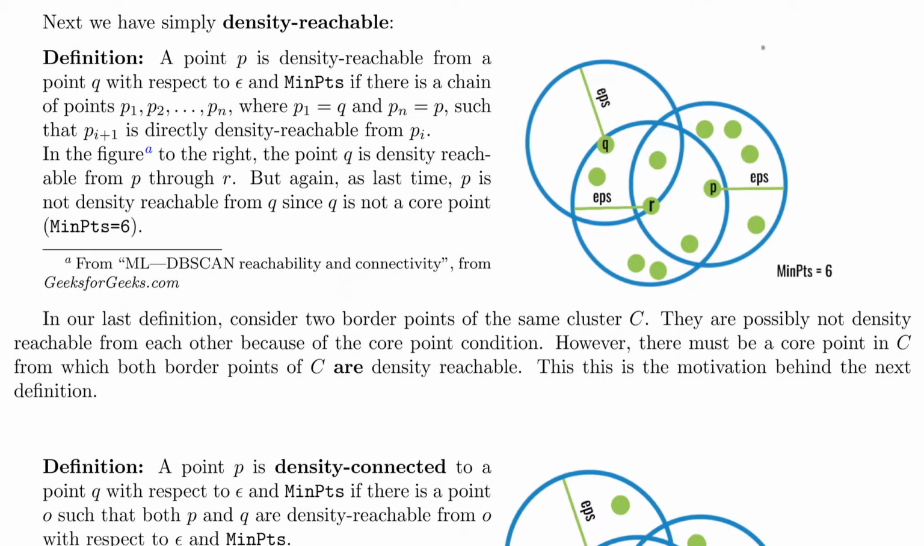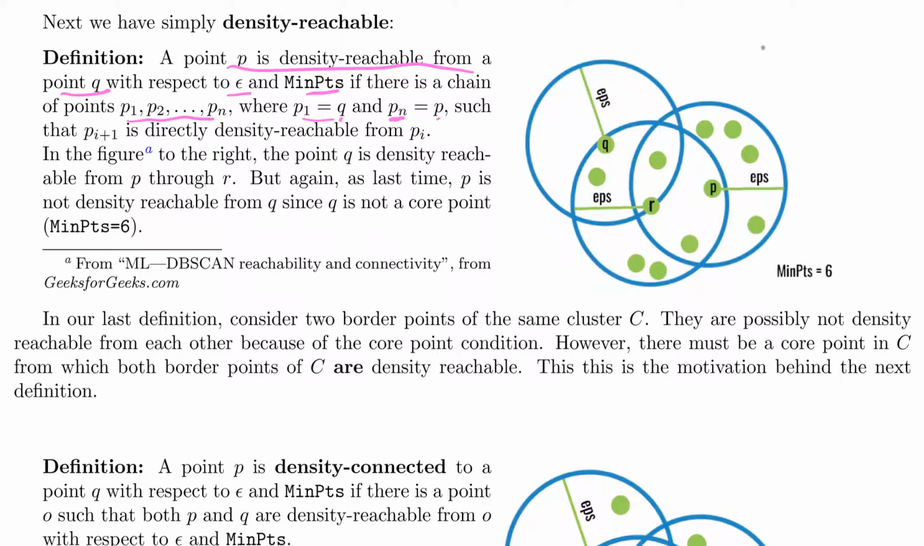Okay, this is why I wanted to use the PDF file here for these notes and these pictures. So we're going to drop the "directly" and just say, is it density reachable? Density reachable means that you can find a chain of core points to get from one point to another. A point P is density reachable from Q with respect to epsilon and minimum points if there's a chain of points where P1 is starting from Q, and Pn ends at P, such that Pi plus 1 is directly density reachable from Pi.